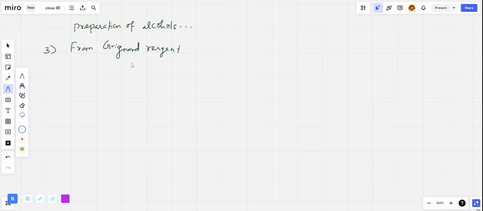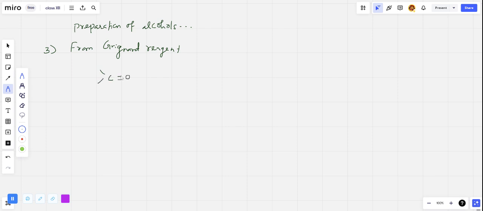and how it was prepared. Okay, so these alcohols can be produced by the reaction of Grignard reagent with aldehydes and ketones. So first, we will see the mechanism for this one, with carbonyl groups.